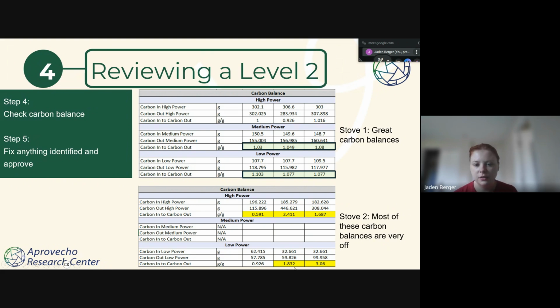Now, stove 2, we've got some really funky carbon balances going on. We've got a 2 and a 3. That's crazy. That's telling me this data is not quite good enough yet. So I need to go back and figure out what's going on there, identify what I need to fix. Maybe I need to redo some tests before I can report the data.